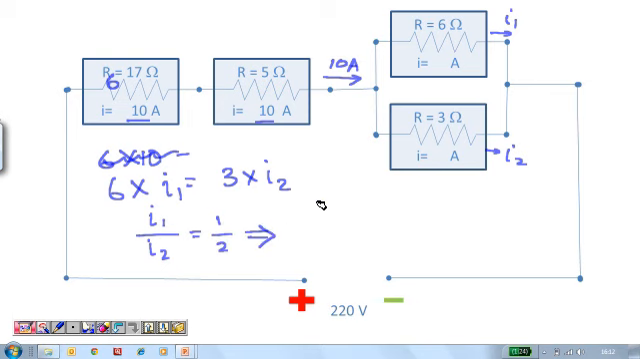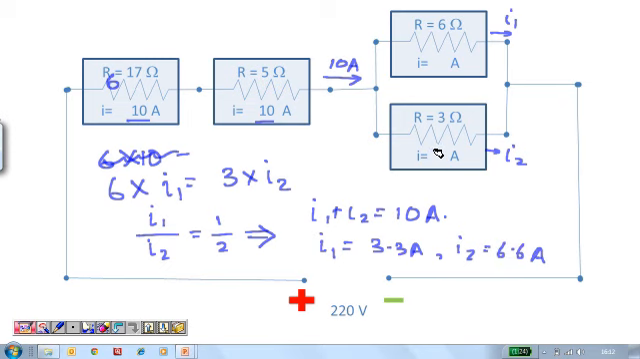Now I1 plus I2 is equal to 10 amperes. We can simply solve this using ratios and proportion and get I1 equal to 3.3 amps and I2 equal to 6.6 amps, which is what we would expect, because the branch with the lower resistor should have the maximum current to ensure that the voltage drop is the same across the branch with the higher resistor and lower current. With that, I conclude this lesson.